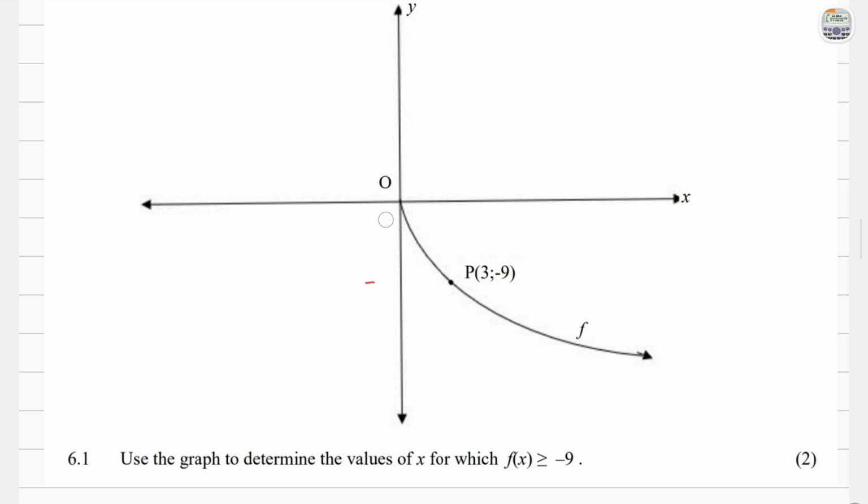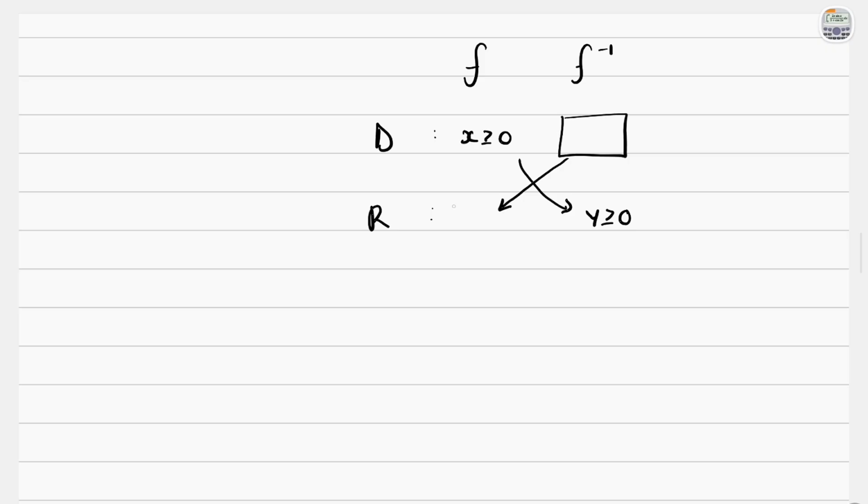This is our graph. Domain was where x is greater than or equal to 0. And the range is where y is less than or equal to 0. Do you see that this graph only has y values less than or equal to 0? So that's the range of the original. So if this is the range of the original, y is less than or equal to 0, this means that the domain of the inverse is x is less than or equal to 0.